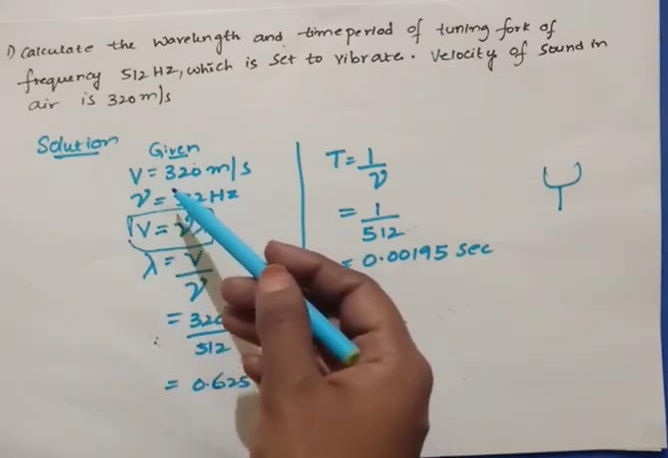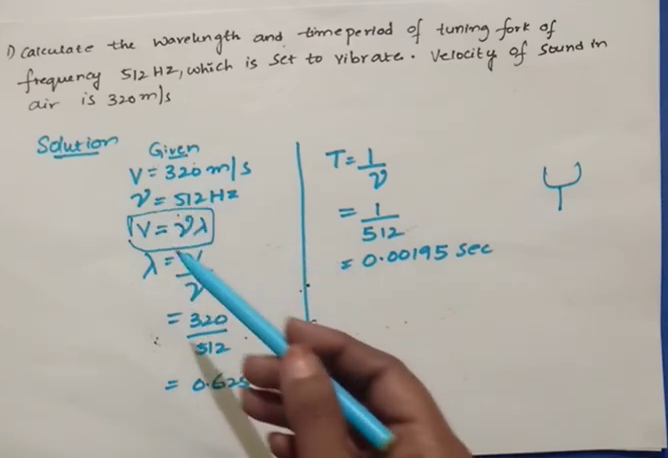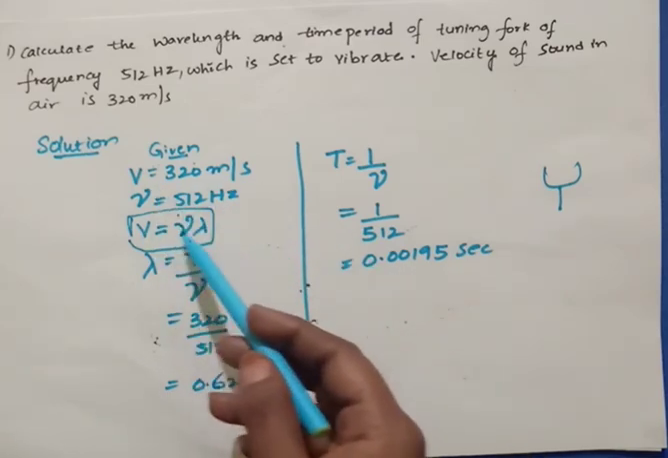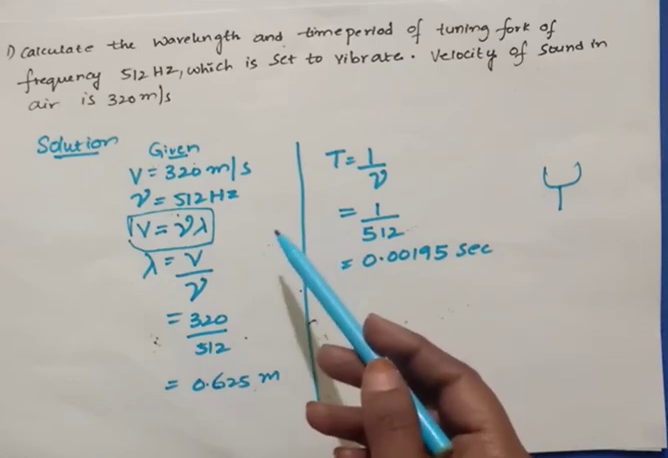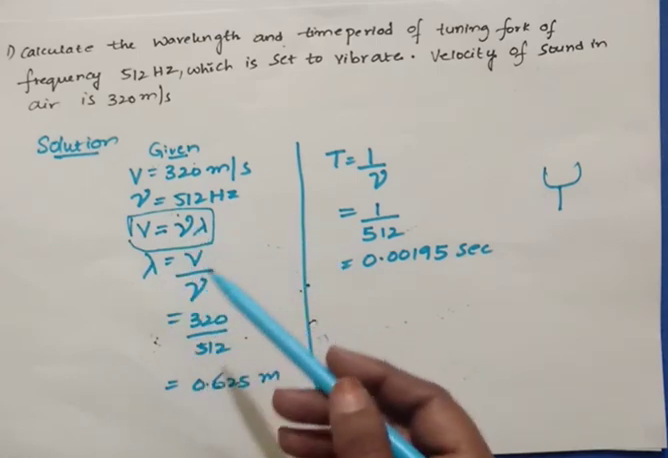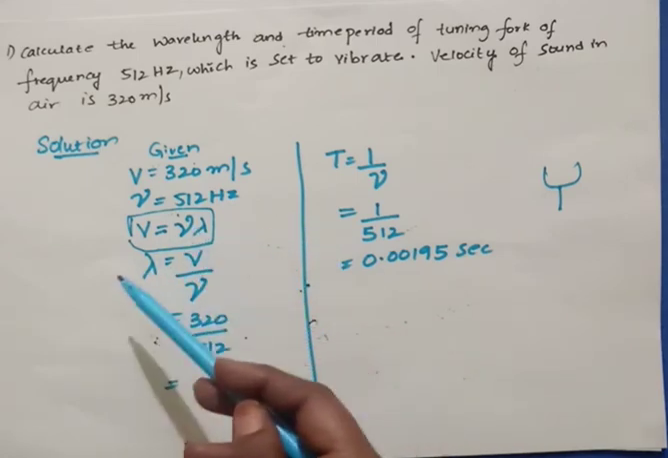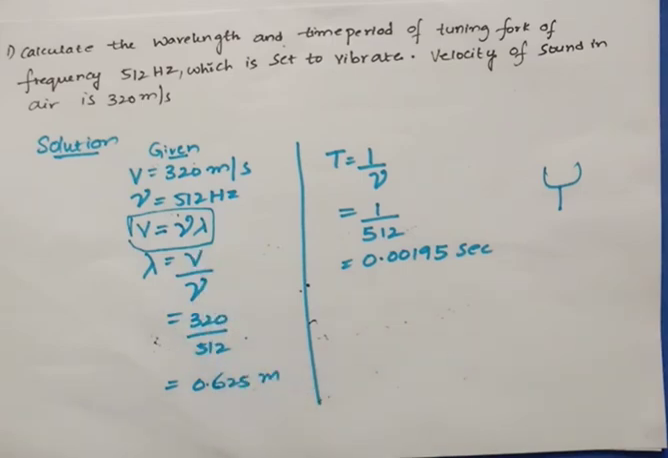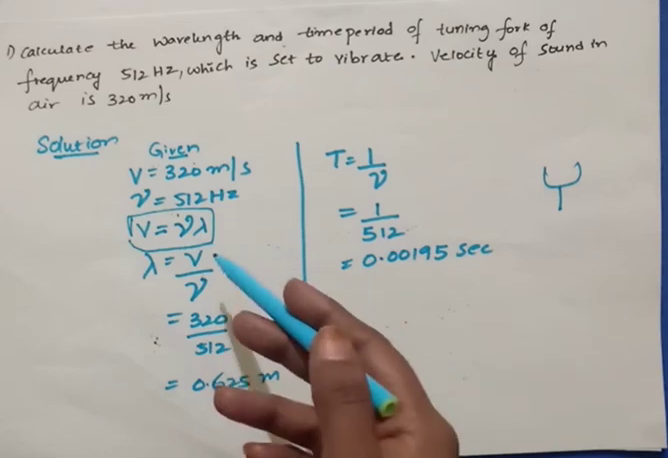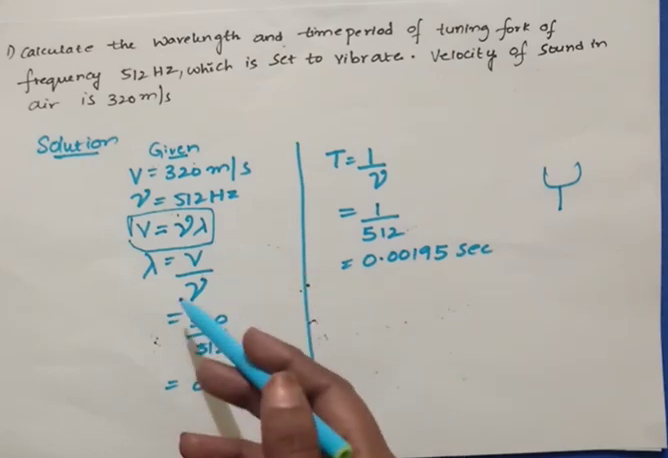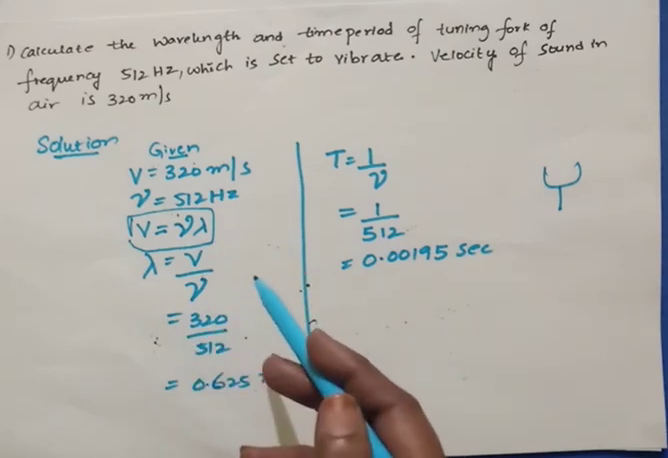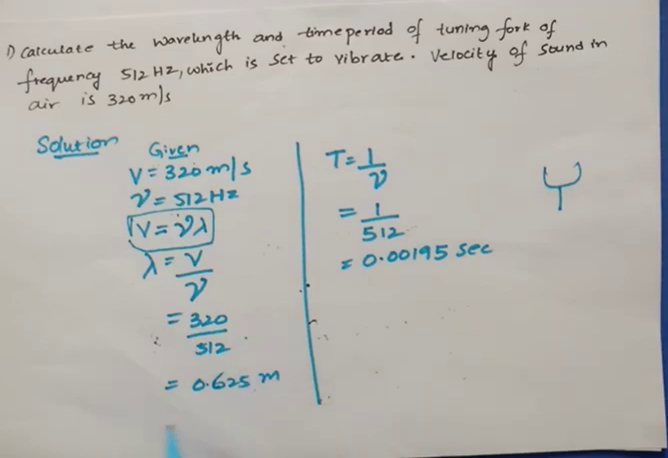Here given v is equal to 320 meters per second and nu is equal to 512 Hz. So we are asked to find out lambda. As two factors are given, that is velocity and frequency, the third factor will be lambda, the wavelength. So we can use this formula and find out the wavelength, which is nothing but 0.625 meters. Again, units are important at the end.